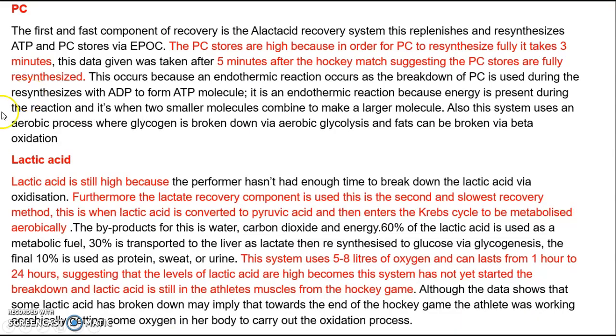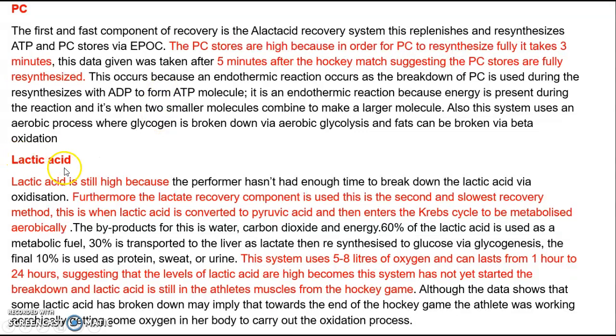Let's have a look then. So PC, fully recovered. Why? Because it uses the fast component of recovery, lactic acid recovery. PC stores recover 5 minutes after the game and only takes 2 to 3. There's some extra information that you could talk about with regard to the process of this PC recovery taking place.